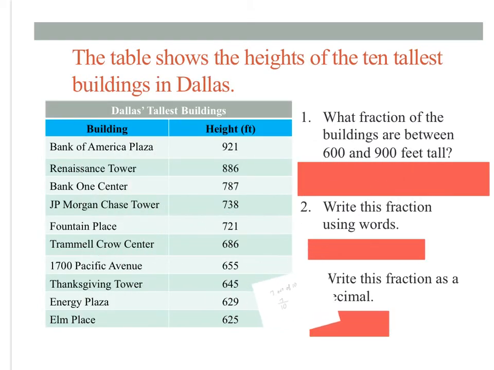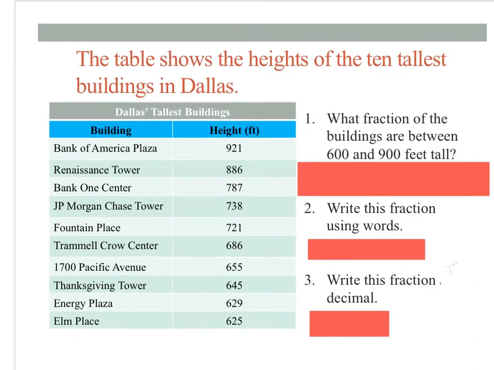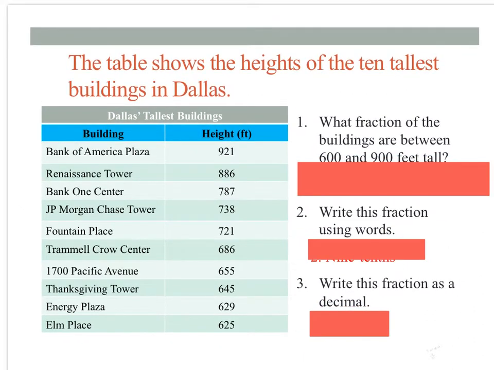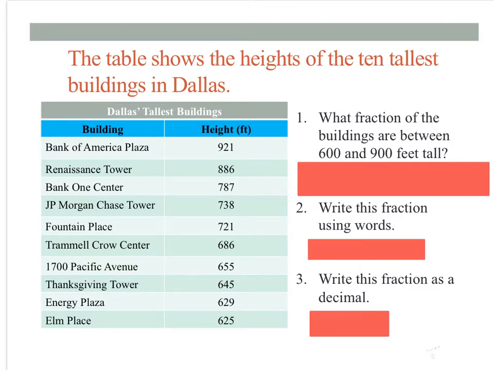Let's go through some of these as we go through these types of questions here. If you look at this chart here, which you all hopefully have in front of you, if not, then maybe you can look up. What fraction of the buildings that you see there are between 600 and 900 feet tall? In order to figure out what fraction they are, you need to figure out how many total buildings there are. And so you can count. There's 1, 2, 3, 4, 5, 6, 7, 8, 9, 10 total buildings.